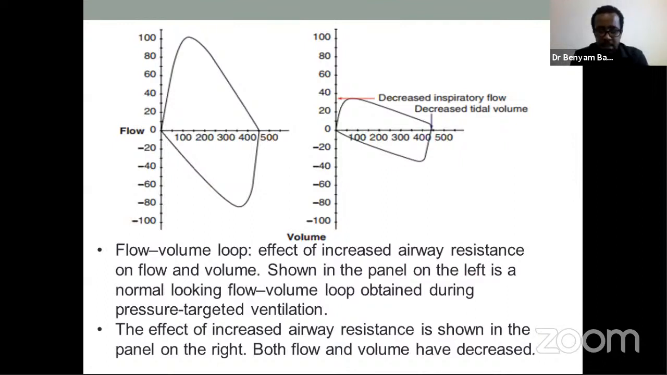This graph will be there whenever there is inspiratory flow restriction as well as expiratory flow restriction. So there is some form of obstruction on the ET tube or the ventilator conduction system.